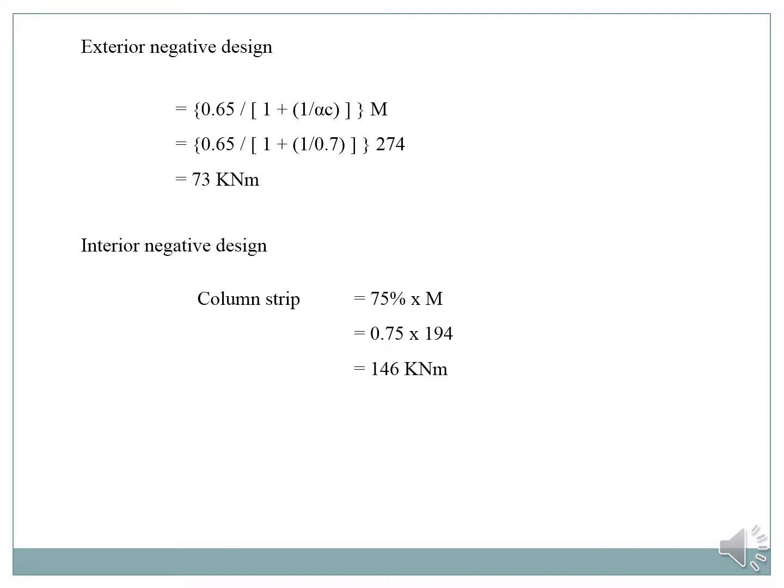And the interior negative design for the column strip is equal to 75% into M. M is the moment, and 75% is 0.75 or 75 divided by 100, you can write either. So M is equal to 194, this is the moment value. So our column strip interior negative design is 146 kilonewton meter. The middle strip is the remaining 25%, so 0.25 into 194. The middle strip moment is equal to 48 kilonewton meter.